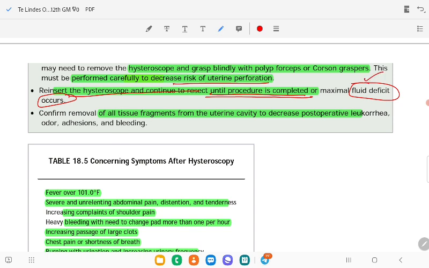The maximum fluid deficit is 1.5 liters with monopolar and 2.5 liters with bipolar. Confirm the removal of tissue fragments, which decreases post-operative bleeding.